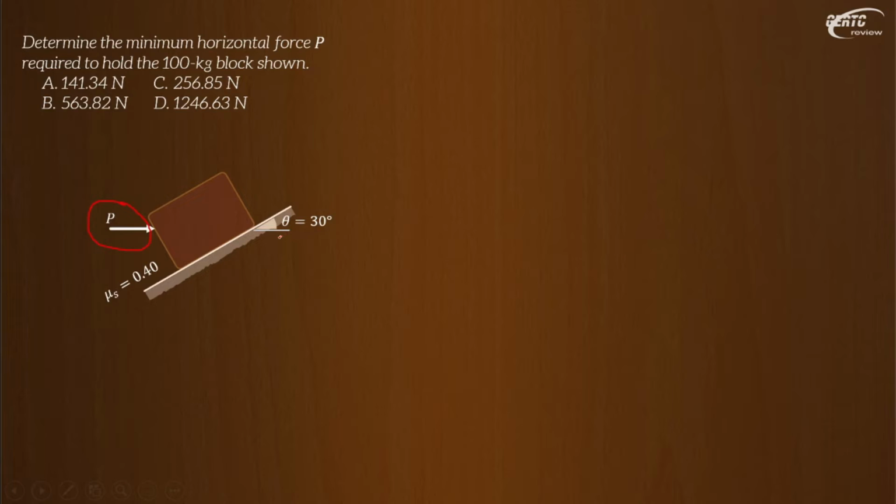Look here. The angle of inclination is 30 degrees and the coefficient of friction is 0.4. As in the previous problem, the angle of friction is arctangent of mu s, so arctangent of 0.4 is 21.8 degrees. Meaning, the maximum angle that this plane can be inclined without causing this block to slide, without the force P, is 21.8 degrees. If the angle becomes more than that, here it is 30 degrees, then it will slide.